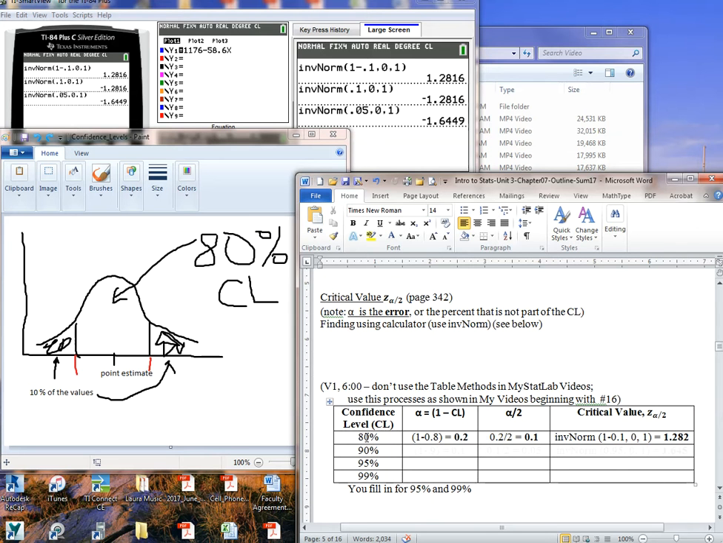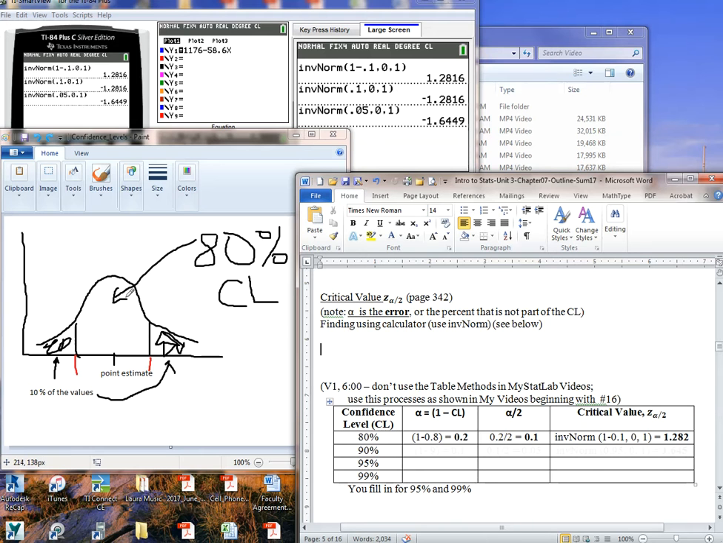Here I'm making up a table of some confidence levels with the critical value. This critical value is a z-score. This will be used quite a bit. What we actually do here is we get alpha, which is really the error, or the part that's not part of the confidence level. The alpha is the stuff that's not in the 80% or 90 or 95%.